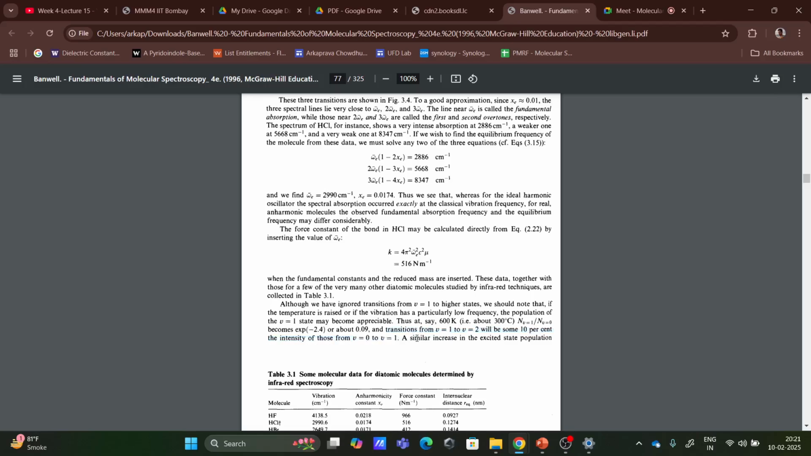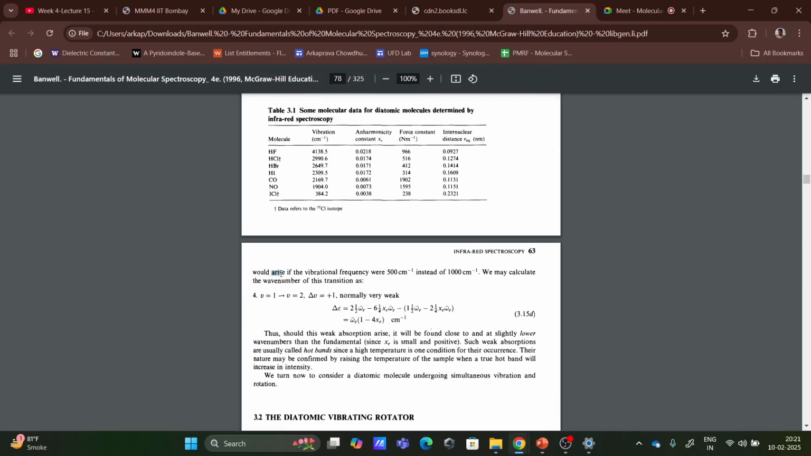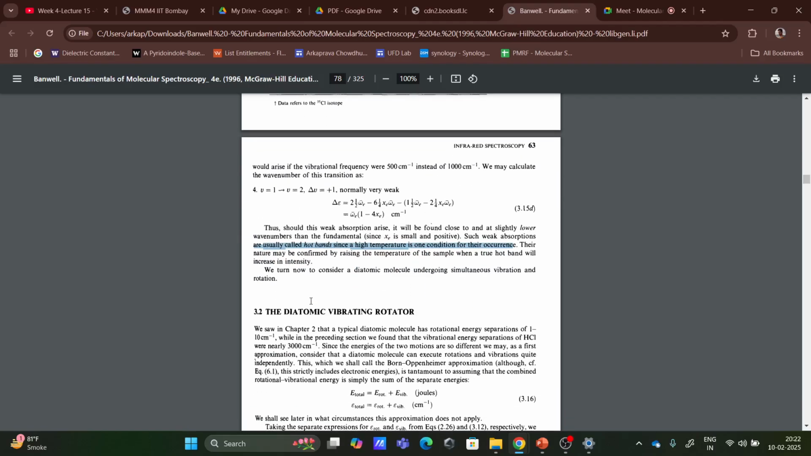A similar increase in the population would arise if the vibrational frequency were 500 centimeter inverse, we may calculate. Thus a weak absorption arises at slightly lower wave numbers than the fundamental, and such weak absorbances are usually called hot bands, since a higher temperature is one condition for their occurrence. So that is v equals 1 to v equals 2. It may come in a question something like that. So you should know this. Okay, this may come.